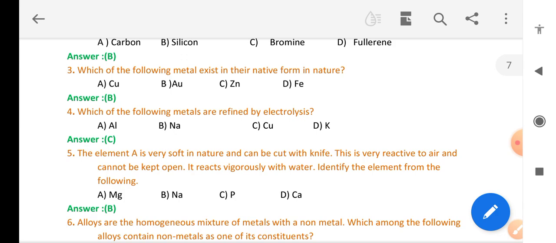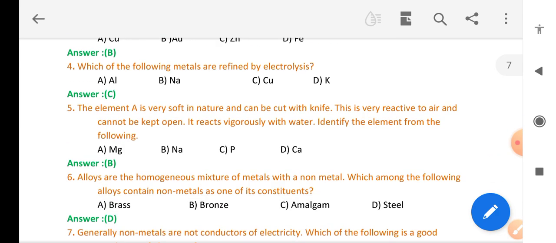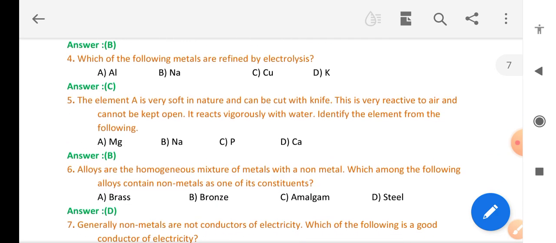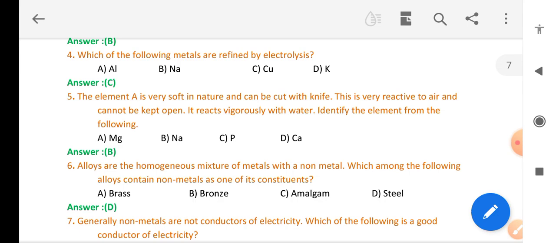Next, the following metal is refined by electrolysis process. Which metal is purified by this? It is nothing but copper, Cu means copper. Next, the element is of a very soft nature and it can be cut with a knife.